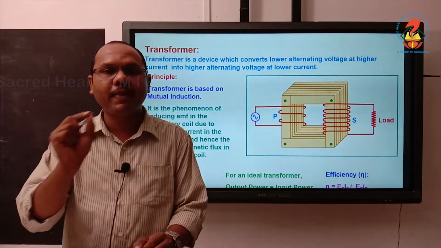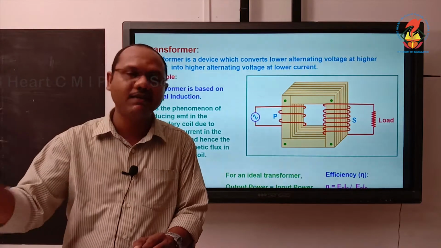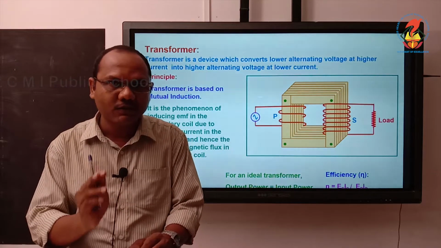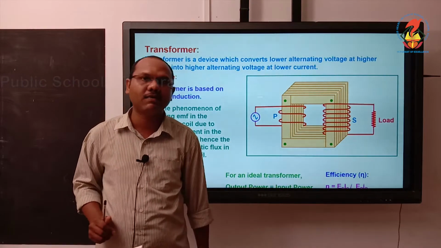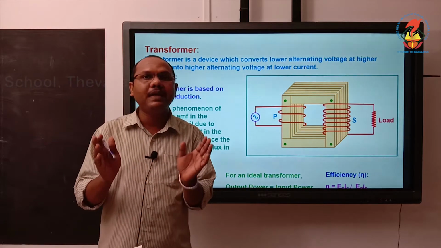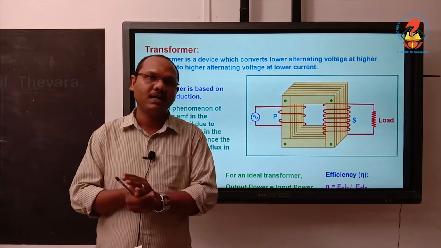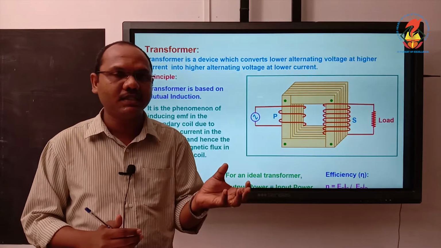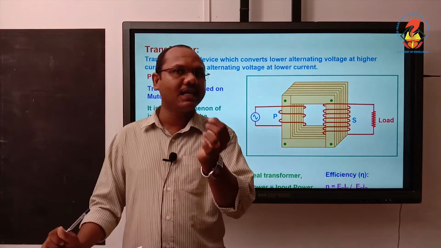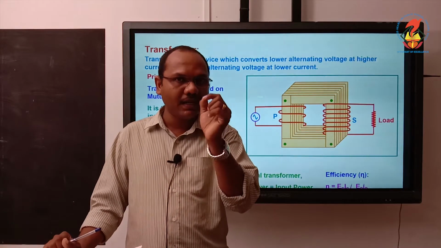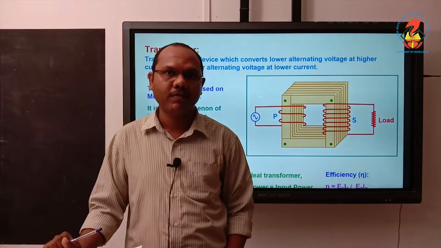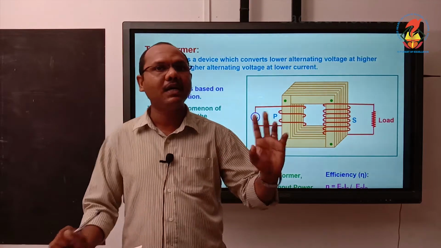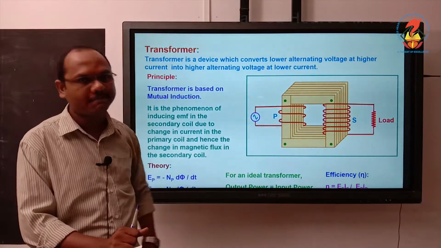a transformer is a power operated device, and we studied P is equal to V into I. So to keep the power constant, if voltage is increased, the current has to be decreased proportionately. That is why you are seeing it here like that.